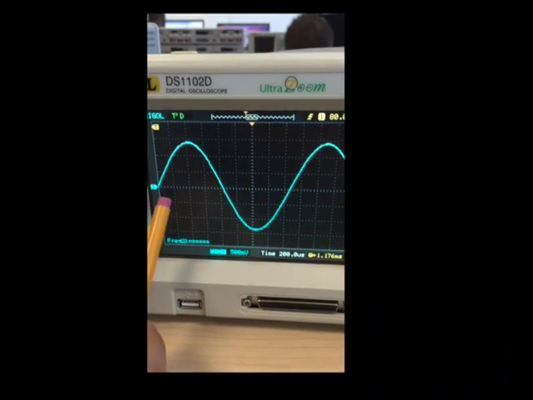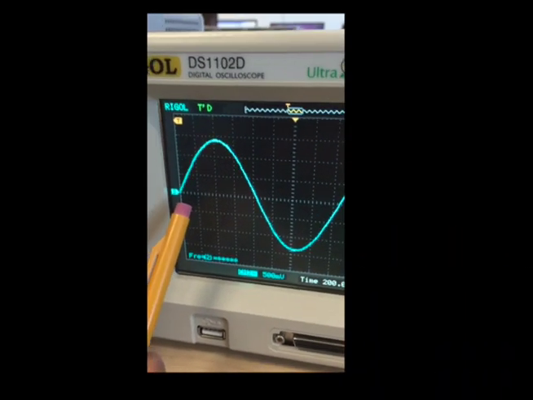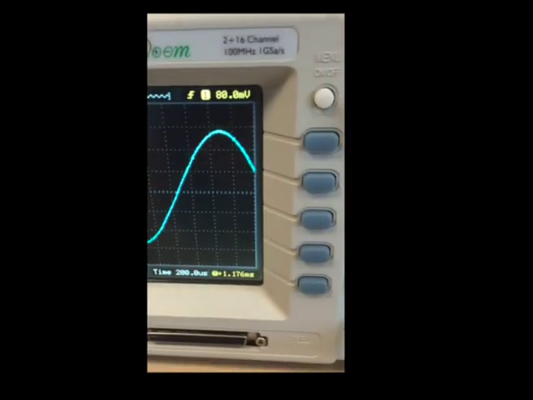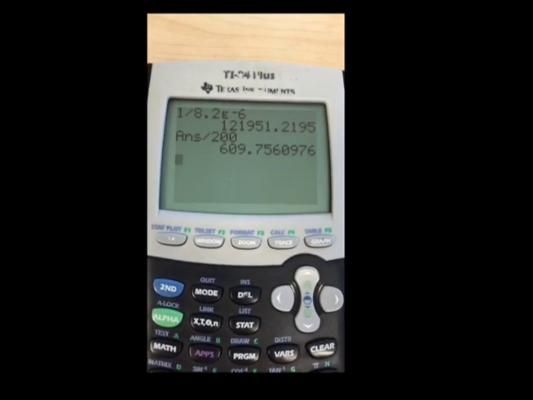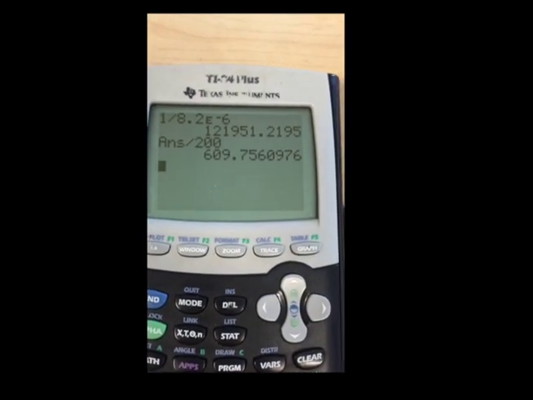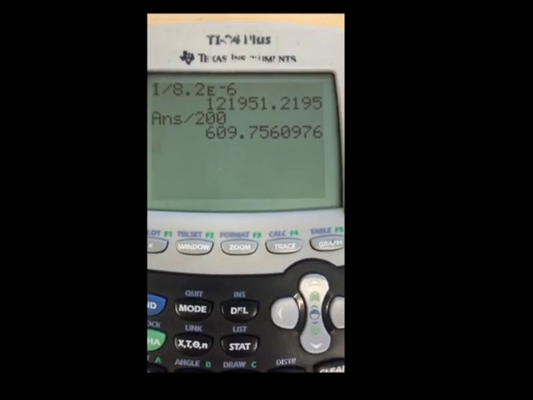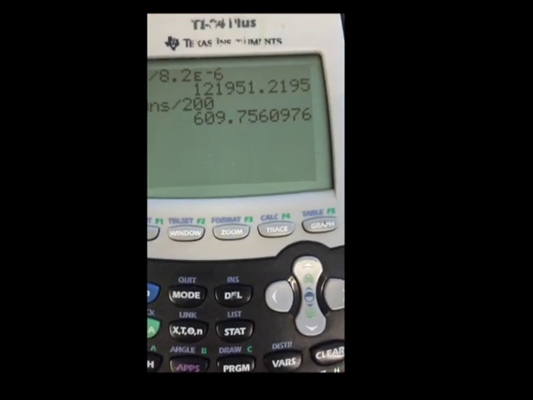In order to measure the frequency, what we're going to do is count the squares it takes for one period. So that was about 8.2. So we enter that into our calculator: 1 over 8.2 to the negative 6, which gives us that number, and we divide it by 200, and it gives us a frequency of 609.75.